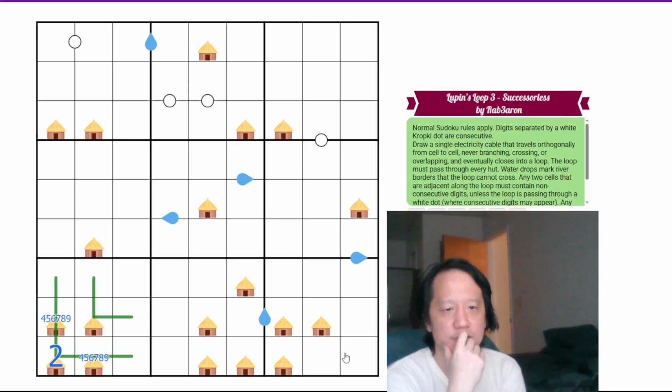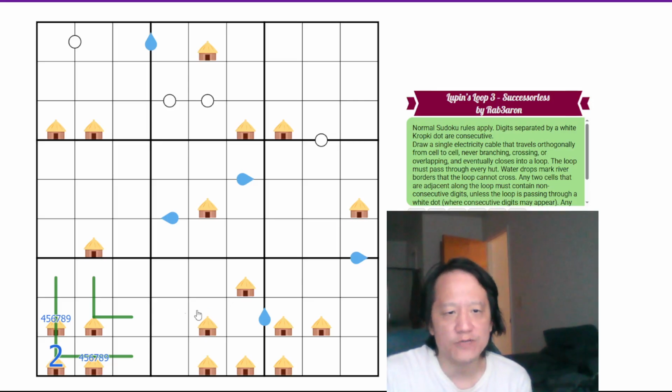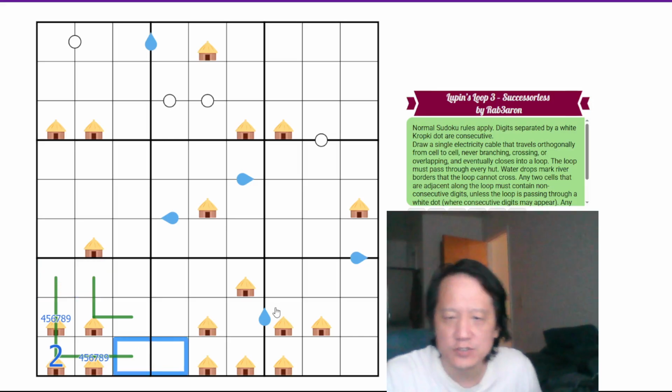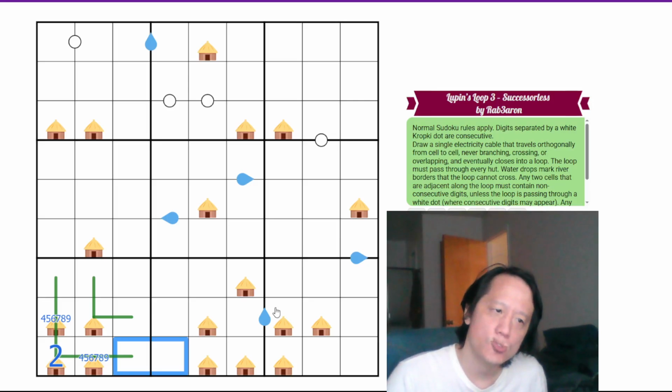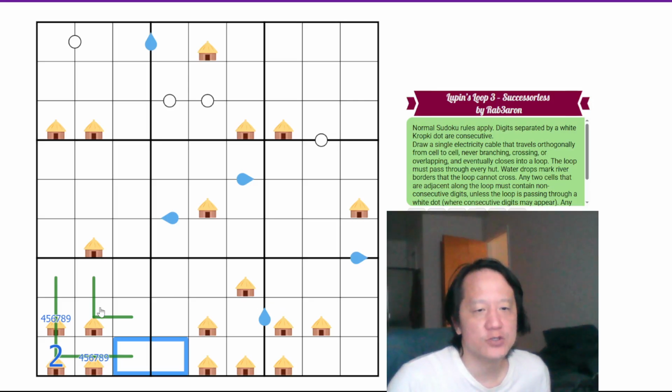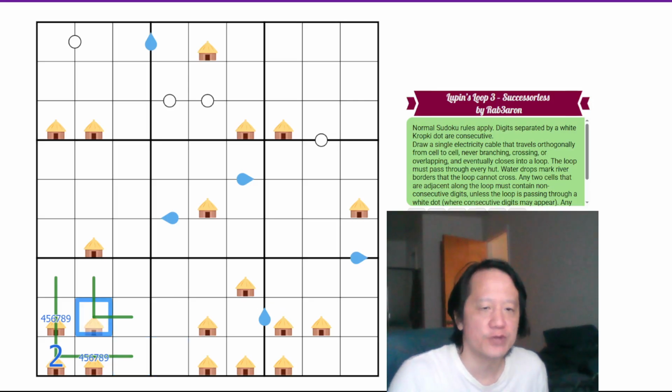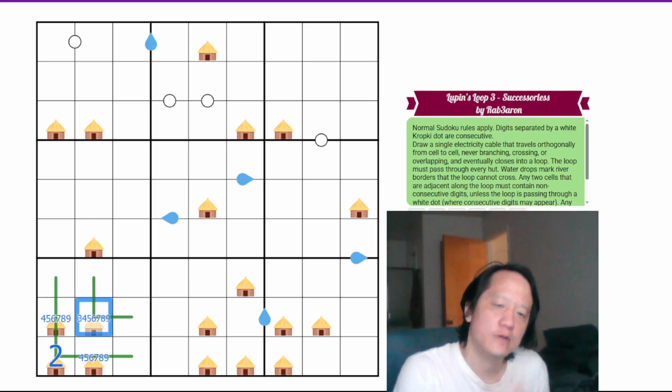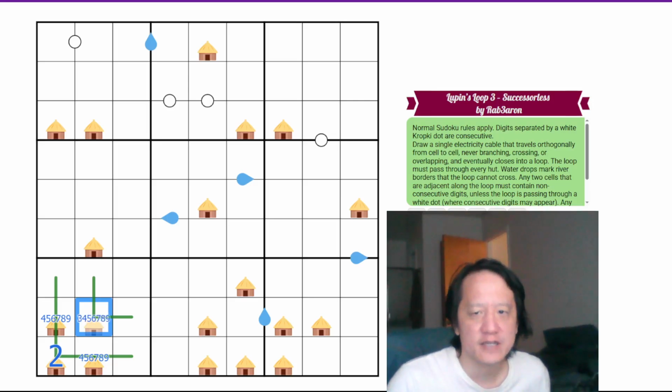Interesting. Obviously, one of these could connect, but the other one has to go out, which is interesting. This obviously can't be 2, so this has to be 3 or more for that segment.